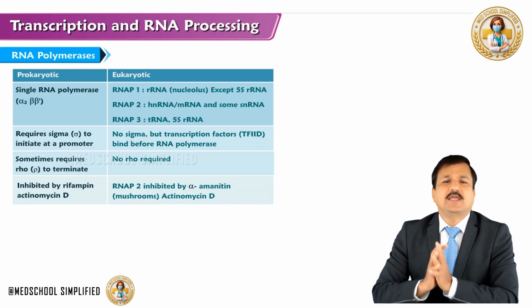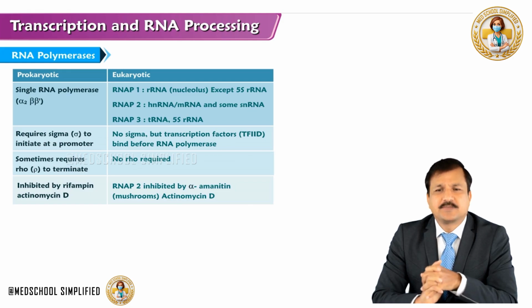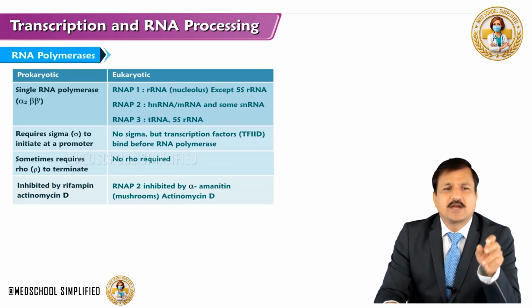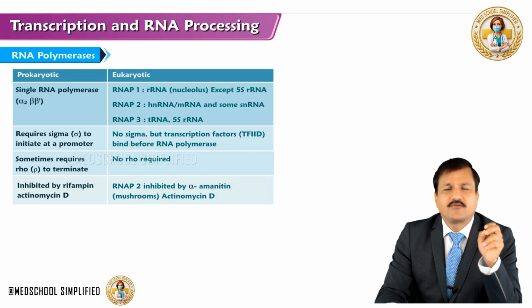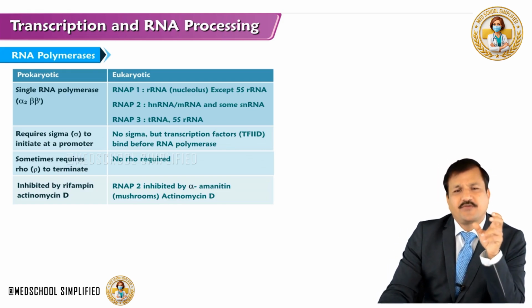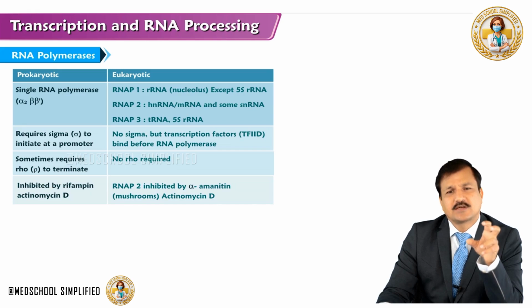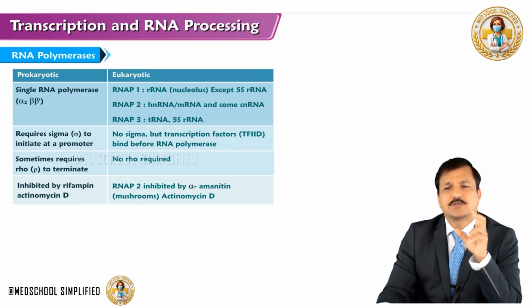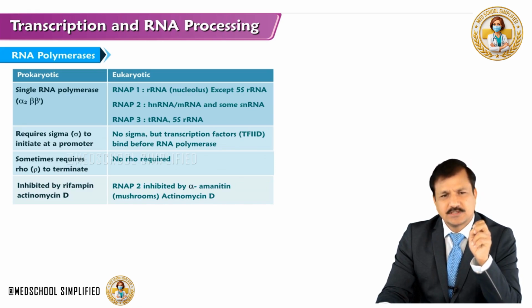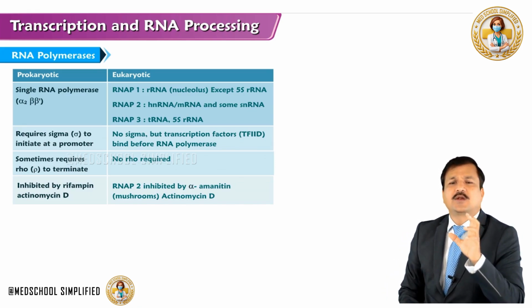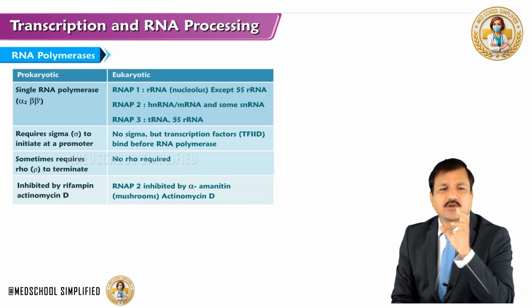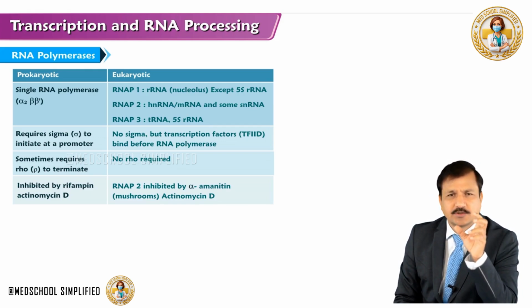RNA polymerase 3 is located in the nucleoplasm and synthesizes tRNA and some snRNA and 5S ribosomal RNA. Now, the transcription factors such as transcription factor 2D for RNA polymerase 2 help to initiate the transcription process. The requirements for termination of transcription in eukaryotes are not well understood.